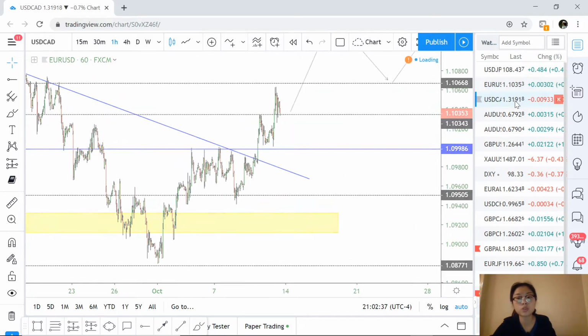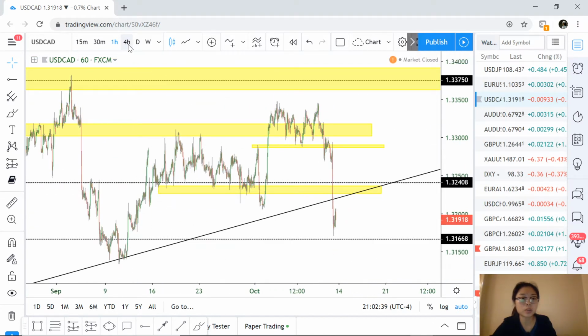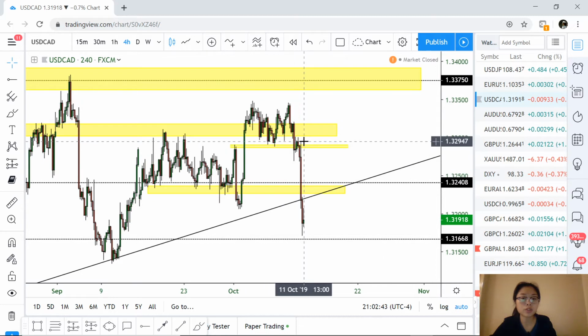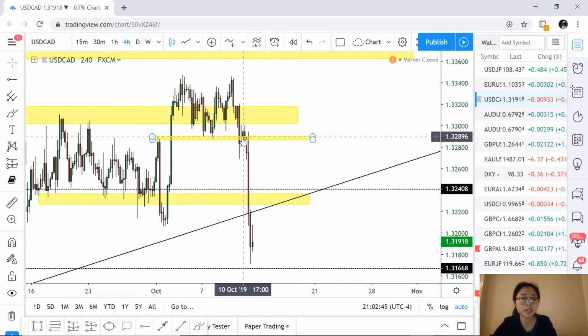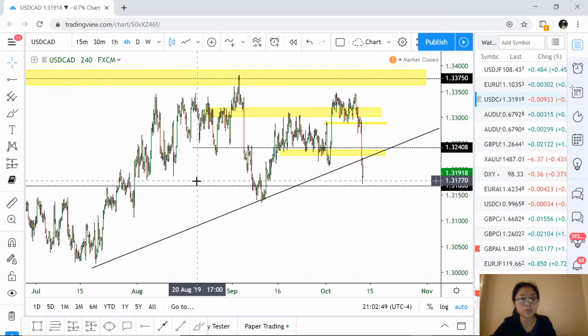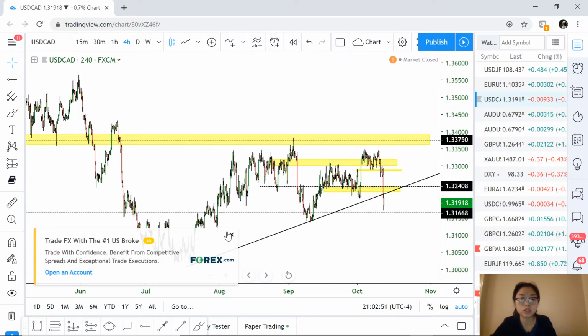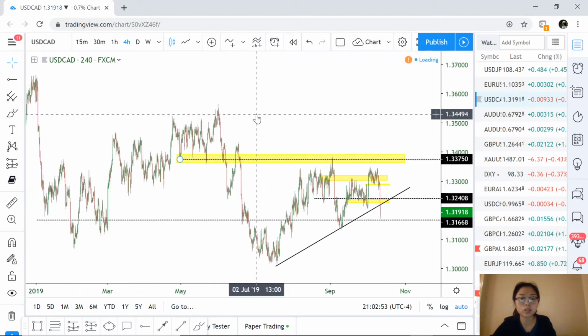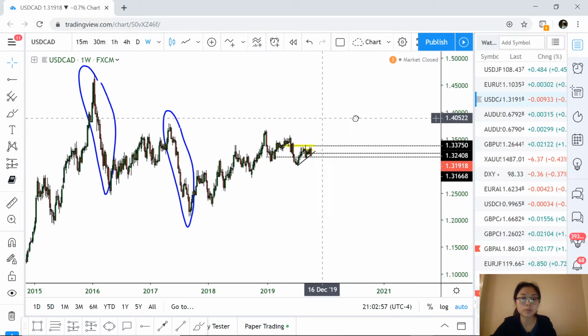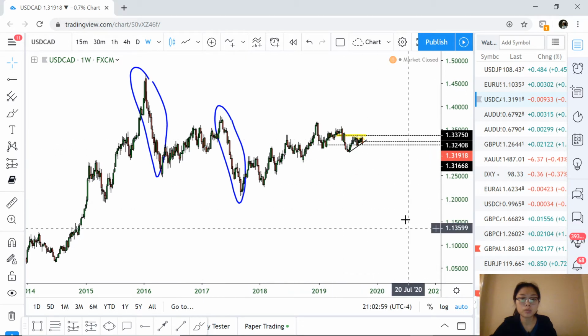Moving forward to USD CAD. USD CAD, we had a fat drop on Friday. Right over here, you have your retest and you have your drop. Now, where did it drop to? It dropped to previous levels of support. Now, what are we looking for? In this case, we're looking for more downside.